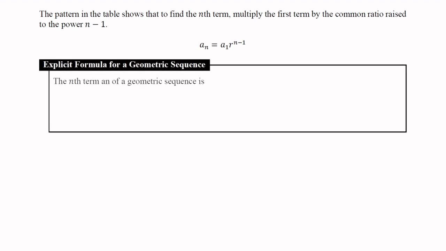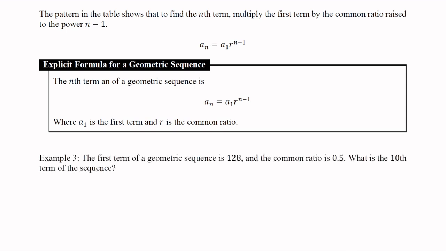The pattern in the table shows that to find the nth term, you multiply the first term by the common ratio raised to the power of n minus 1. So a sub n equals a sub 1 times r to the n minus 1. This is the explicit formula for a geometric sequence, where a sub 1 is the first term and r is your common ratio.